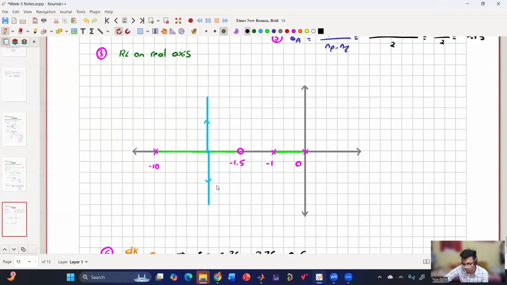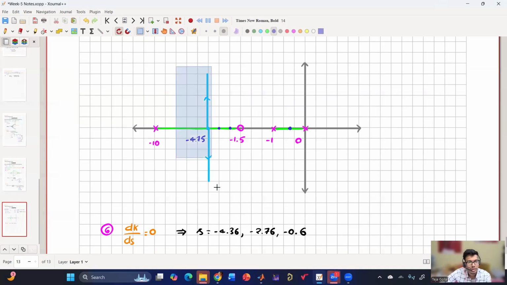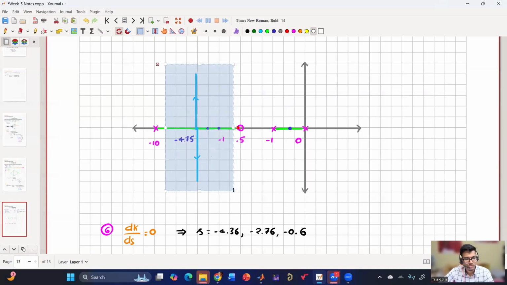So this point is -4.75. We have one point at -4.36, so it is somewhere here. Then the other one is -2.76, so it is here. And then one is -0.6, so it is somewhere here. Is that clear, everyone? Yeah. So I just shift it like this, just to have more space.